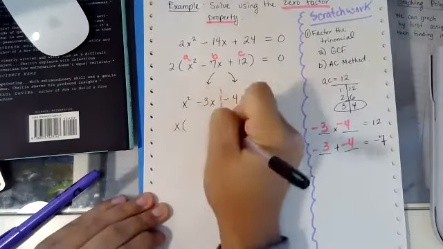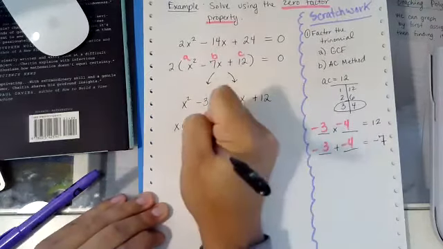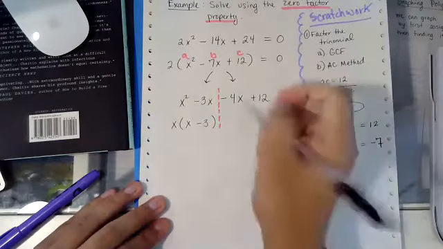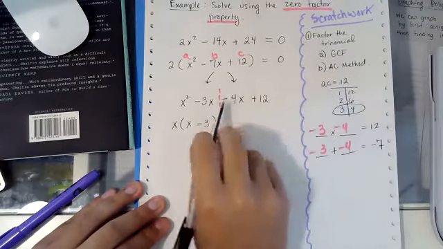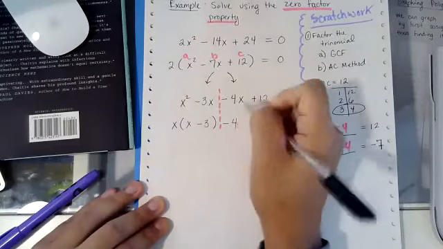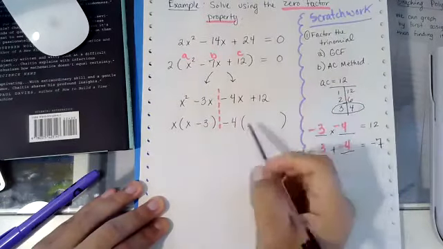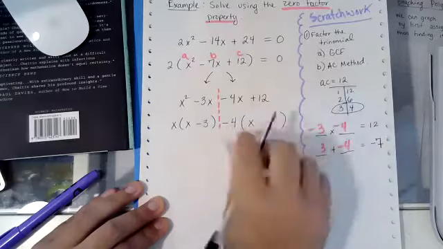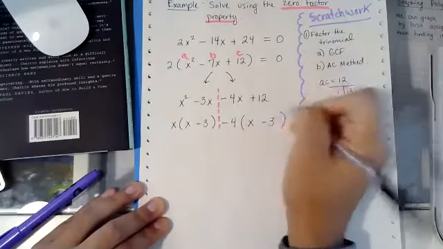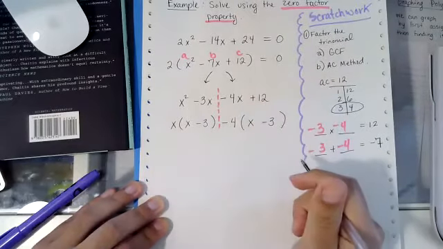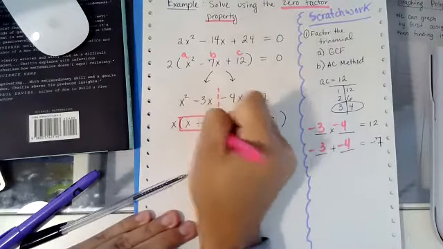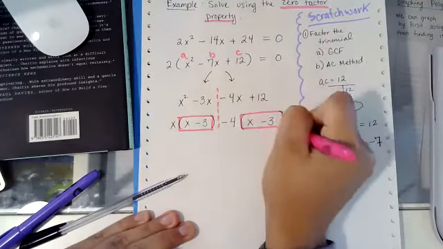These guys have an x in common. So I'm going to factor out an x, and I get x minus 3 left over. These guys have a negative 4 in common. Remember that if this is negative, you're going to factor out a negative. And since they have a 4 in common, I can call this negative 4 times x, which gives me back the negative 4x. Negative 4 times negative 3 will give me the positive 12. And since these guys match, that tells me I'm on the right track.